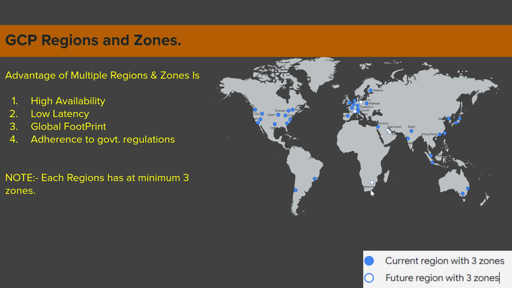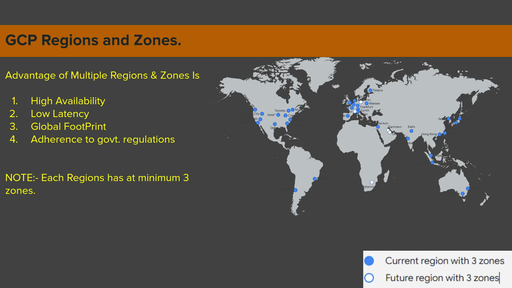And the advantages of multiple regions and zones: the first one is high availability. If you have multiple regions and zones, then your application would be highly available, with low latency. Next is global footprint. Let's suppose any startup company is going to start their company and wants to serve their content or their application in another country or any part of the world. They can serve in any country or any part.